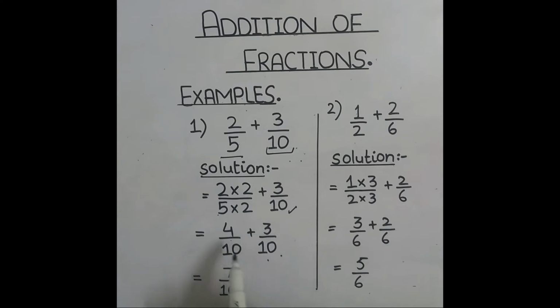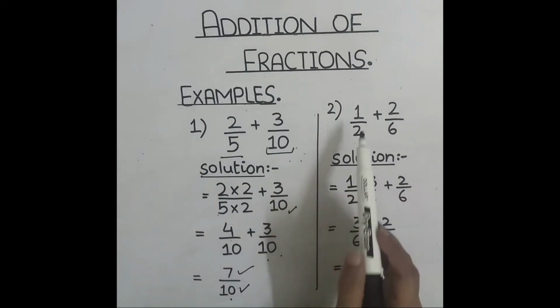Rule number 2. Add the numerators and write the answer above the denominator. 4 plus 3, 7, 10 will come as it is. Rule number 3. Simplify the fraction if required. But this fraction is already in its simplest form. So 7 over 10 is the final answer.